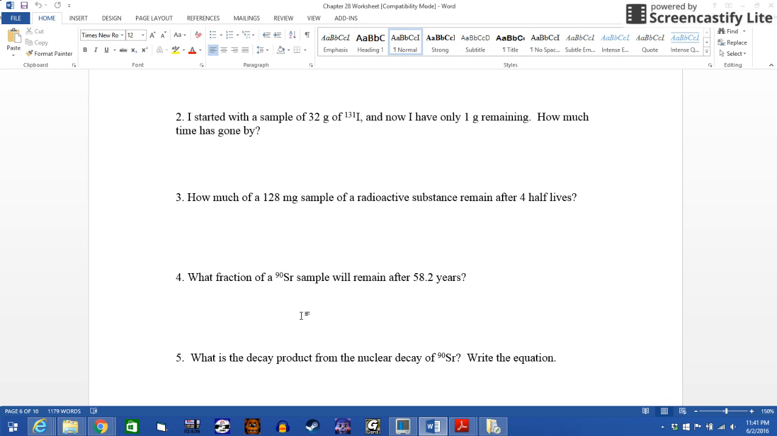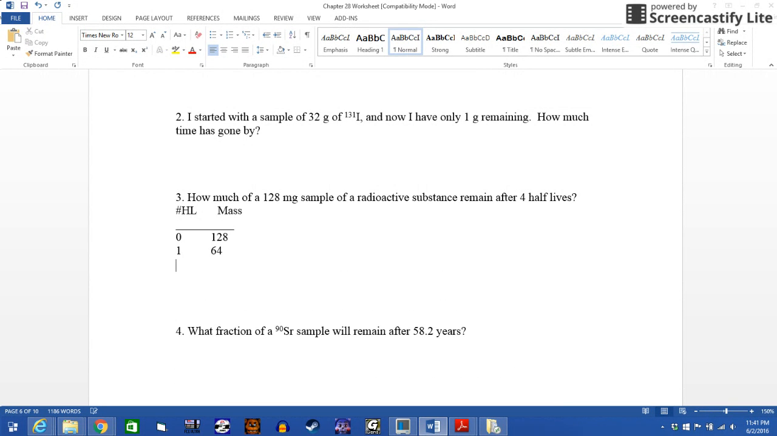How much of a 128 milligram sample of a radioactive substance remains after 4 half-lives? So you can make your little table. I'm probably going to be very bad at it right now because I'm not doing it handwritten. So, number of half-lives. At 0 half-lives, I've got 128. 1 half-life, I've got 64.